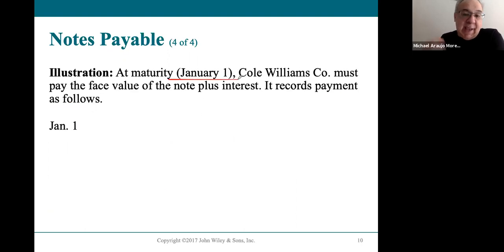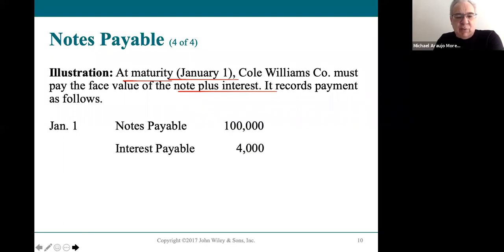On the next day, it's a new fiscal year, so there'll be new accounting records. They will pay the note back plus the interest all at the same time. So in this case, they would debit their notes payable for 100,000. They would also debit their interest payable for 4,000, and they would credit cash because this is the total amount that we were required to pay back, both the loan and the interest on the loan.